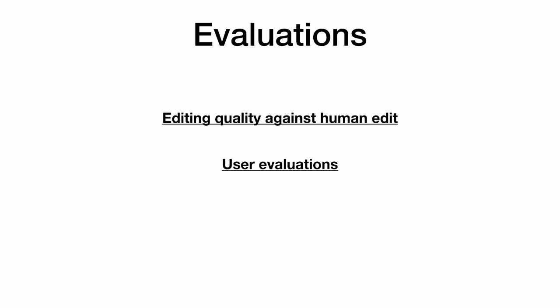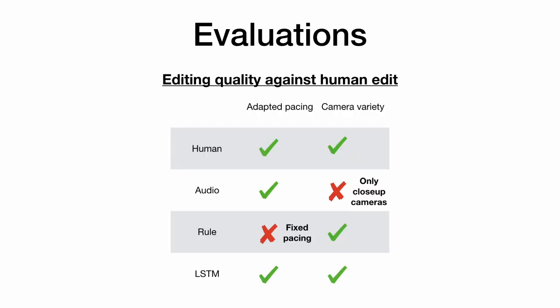The edits were compared in terms of editing quality against the human expert edit, and also validated through a user evaluation. Compared to the human edit, the audio-based method only showed close-ups of individuals, and the rule-based edit had a steady pacing that was unable to adapt to quick exchanges between individuals. The LSTM method was most able to mimic the variety in the pacing and camera streams of the human edit.